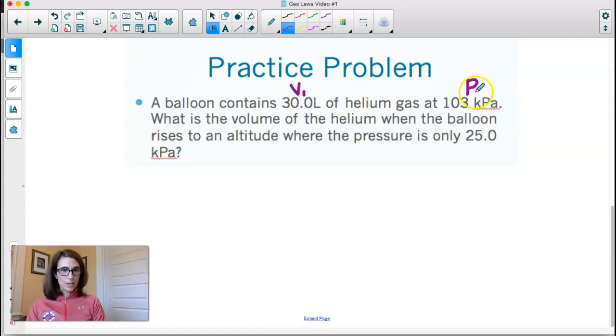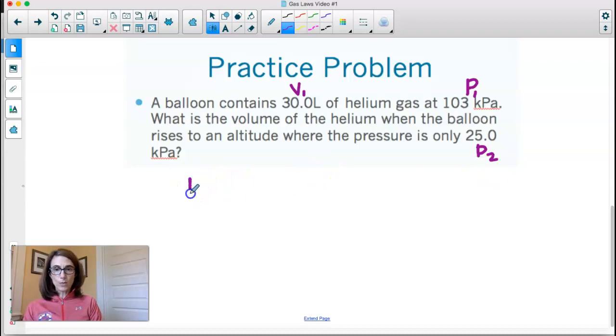And I like to do this with the gas law problems. I like to label what we're given in the problem. What is the volume of the helium when the balloon rises to an altitude where the pressure is only 25 kPa? So our balloon is rising, the pressure is changing. So the pressure has changed to 25 kPa, and the pressure has gone down. So remember that inversely proportional relationship so we can kind of think through what should happen to our volume when the pressure goes down. So if the pressure goes down, the volume should go up.